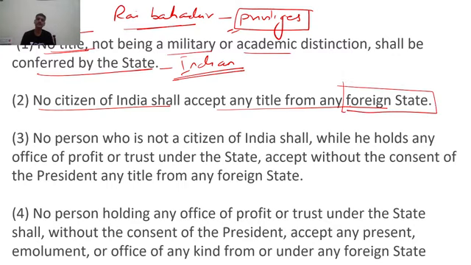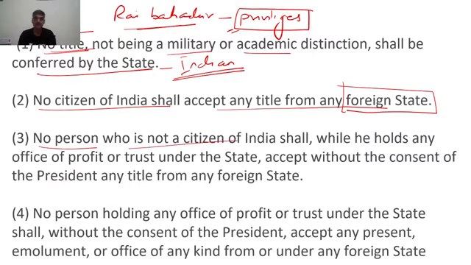Any private body can give a title, because the Constitution is only preventing you from accepting it from any foreign state. If a private body is giving, suppose tomorrow Bollywood gives the title of Big B to Amitabh Bachchan, King Khan to Shah Rukh Khan, Master Blaster, Little Master, they used to give such titles. Zero problem. The state would not give, and you cannot accept from any foreign state. But from a private party, you can accept, or a private party can give in India as well as outside.